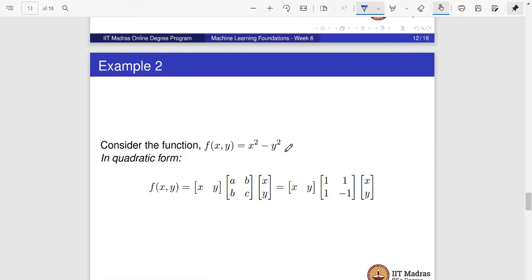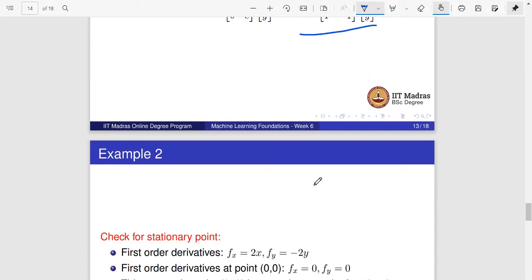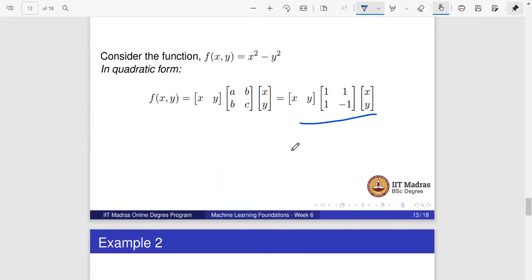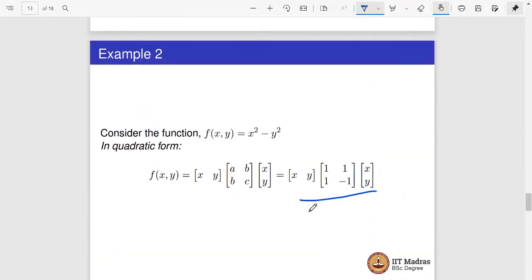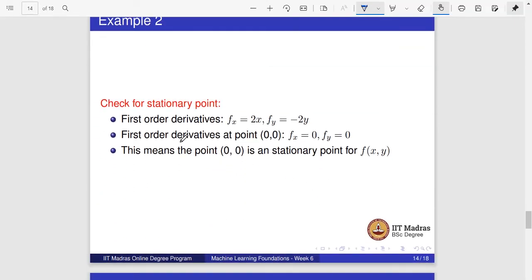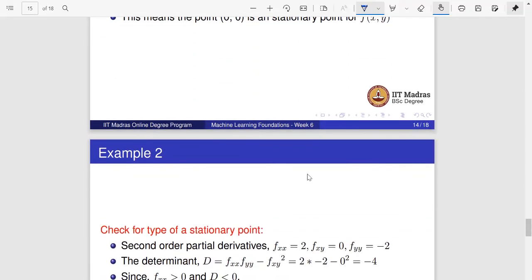In the second example, this function can also be written in this form, and we will further investigate the stationary point of this function. So the partial derivatives are calculated here, which is f subscript x, which is 2x, and with respect to y it will be minus 2y. So at the point (0,0), all these first order derivatives vanish, and that's why the point (0,0) is a stationary point for this function.